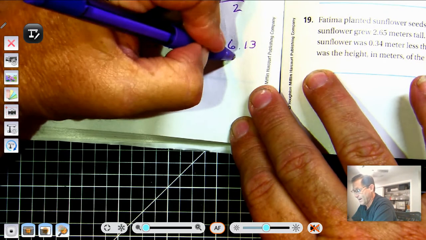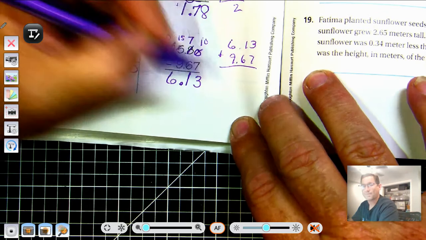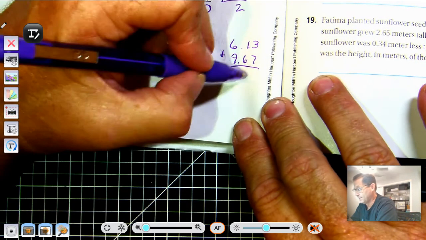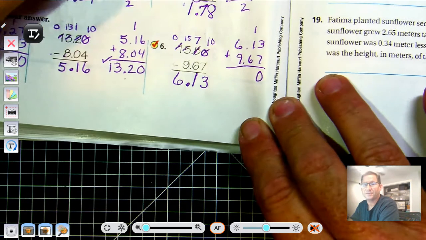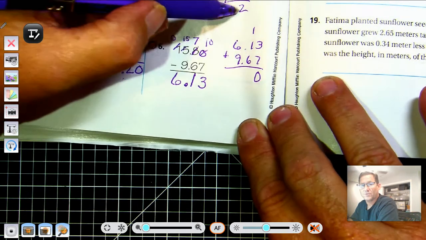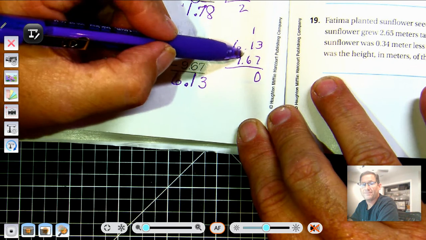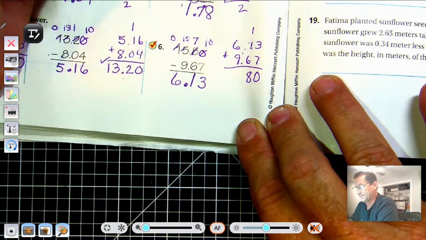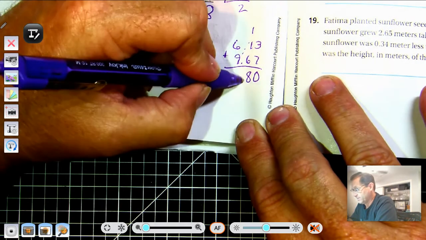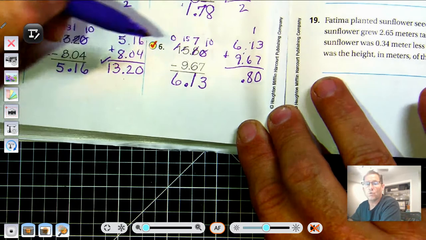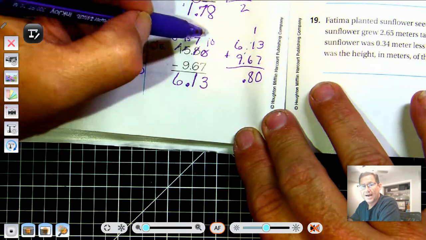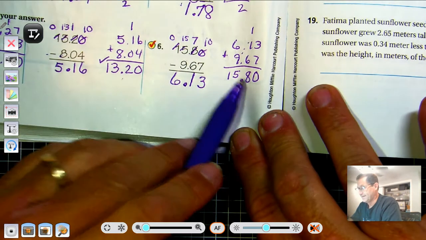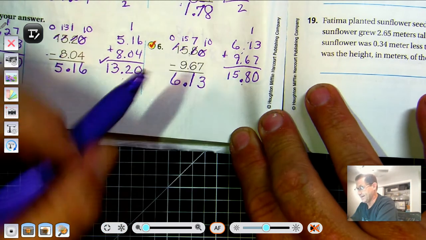Add what was taken away, and we should get the number that we subtracted from. 7/100 plus 3/100 is 10/100. Regroup that as 1/10 and 0/100. 6/10 plus 1/10 plus the regrouped tenth is 8/10. We're finished with the decimal portion. Let's move to the ones. 9 ones plus 6 ones is 15 ones. 15 and 80/100 matches 15 and 80/100.